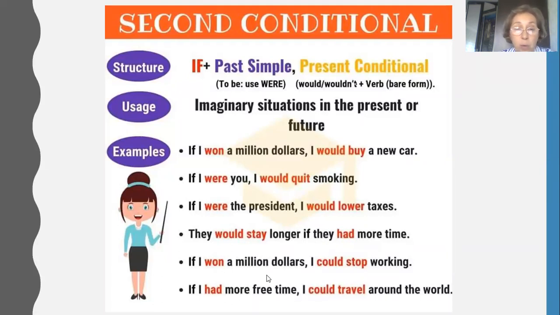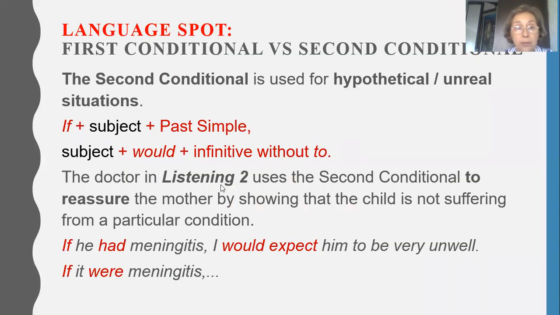And if I won $1 million, I could stop working. And if I had more free time, I would travel around the world. I could travel, actually. And here on the next slide, the rules are just repeated. The second conditional is used for hypothetical and unreal situations. And this is the form.